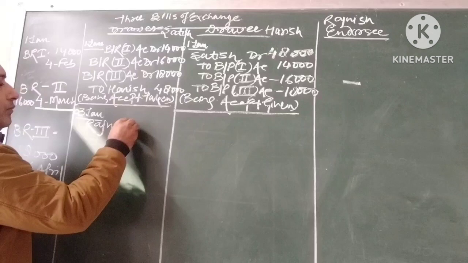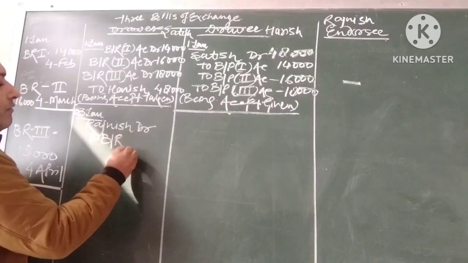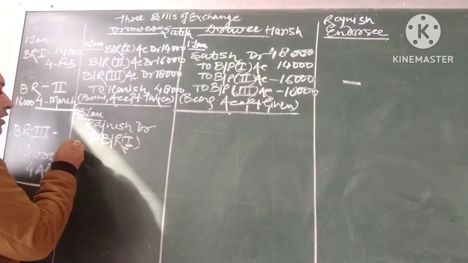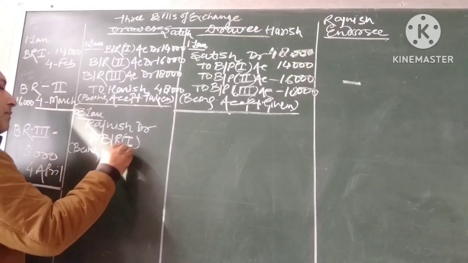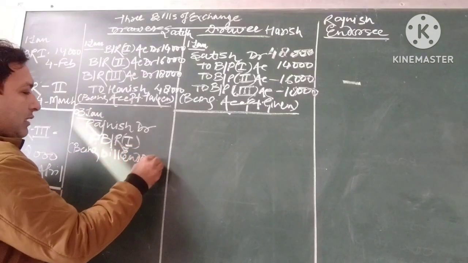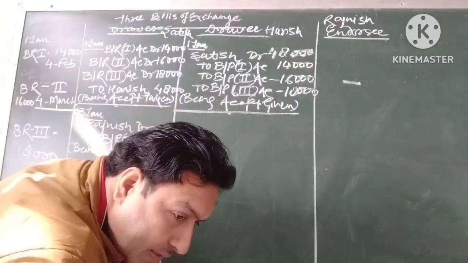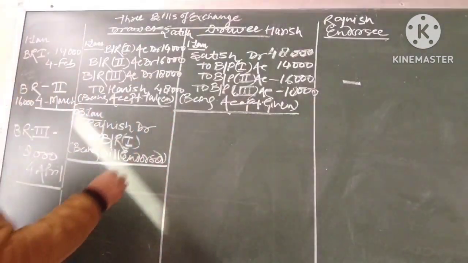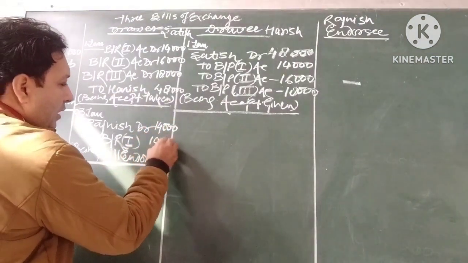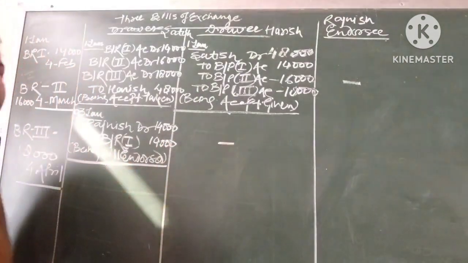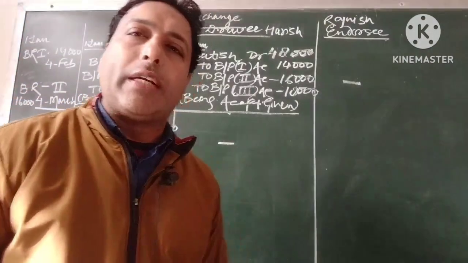So you have to write here, when I endorse the bill to Rajneesh: Rajneesh debit, and to what? BR first. So being what? Being bill endorsed. Is it clear? Being bill endorsed 14,000 and 14,000. In the books of Roy, no entry, because Roy has paid on the maturity day.